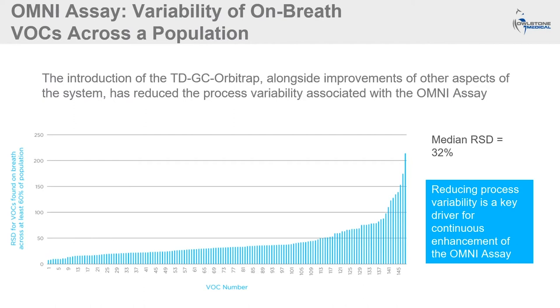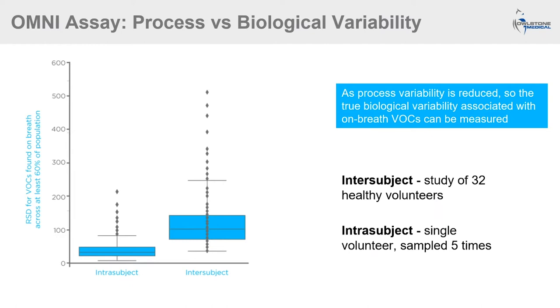Now, it's interesting when you compare that to the inter-subject study with the 32 healthy volunteers. It's difficult to distinguish process variability from biological variability. By process variability, I mean variability introduced by chemical contamination and by the sampling hardware, etc. The key thing here is that as we continue to optimize the Omni assay for low process variability, we can begin to measure true biological variability that's associated with those on-breath compounds. And we believe that's what we're seeing here when we compare the inter-subject study to the intra-subject study.